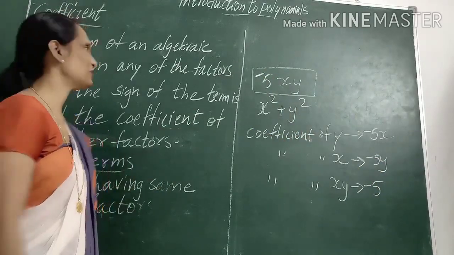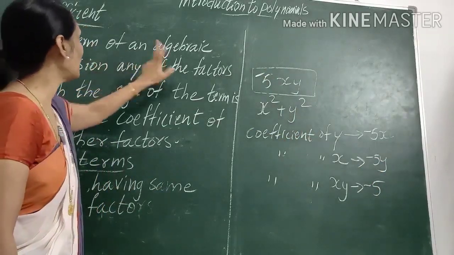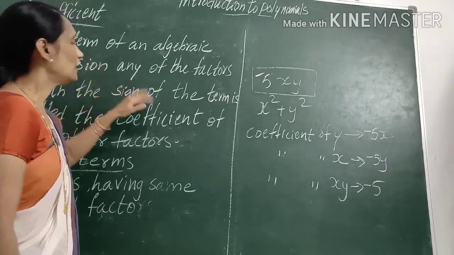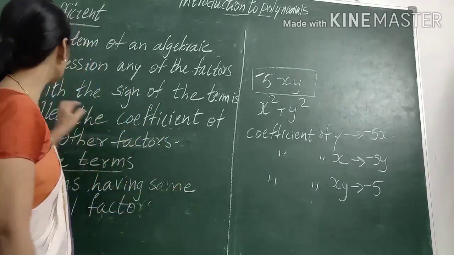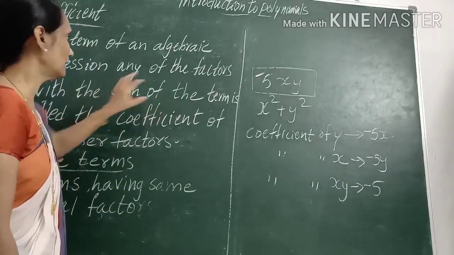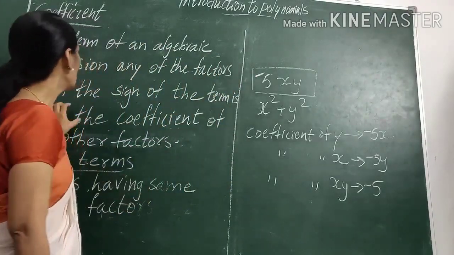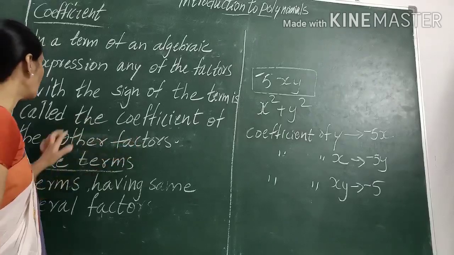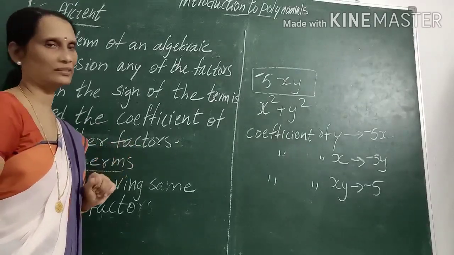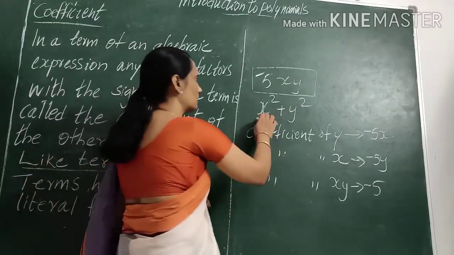What is a coefficient? In a term of an algebraic expression, any of the factors with the sign of the term, here minus means you have to be very particular about minus, of the term is called the coefficient of the other factors.